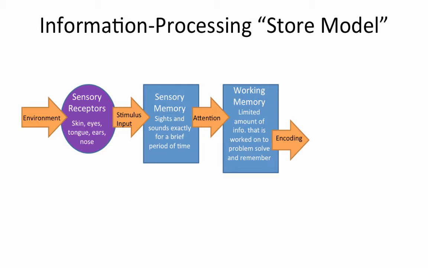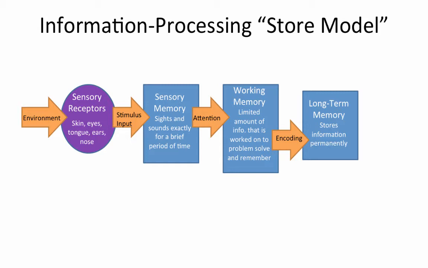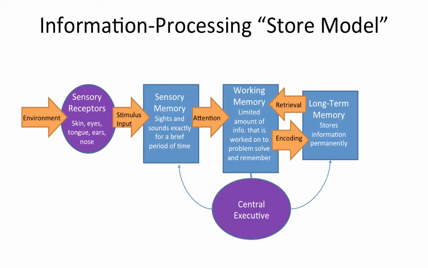If we take that information and we encode it, we process it in some way that we can get it into our long-term memory, then it can be stored in our long-term memory for seemingly an unlimited amount of time. So it will store information permanently for as much information as we can possibly remember for as long as we can remember it. Then we can take that information from long-term memory and we can use the process of retrieval to pull it back into working memory, where we can then once again actively process that information.